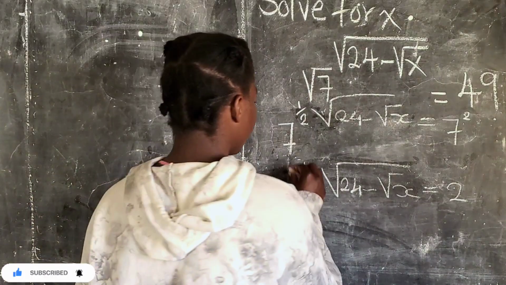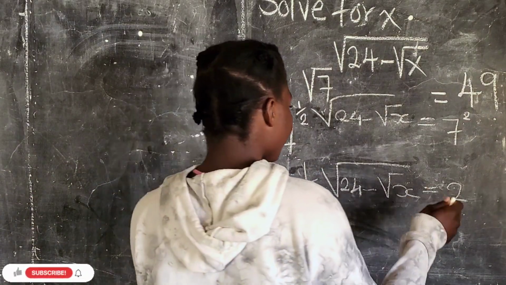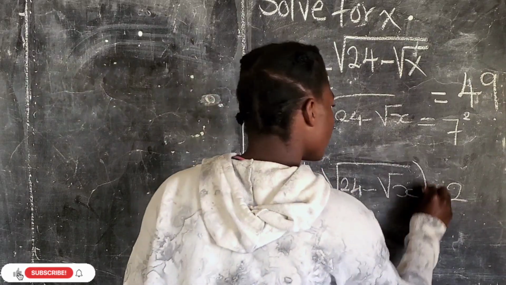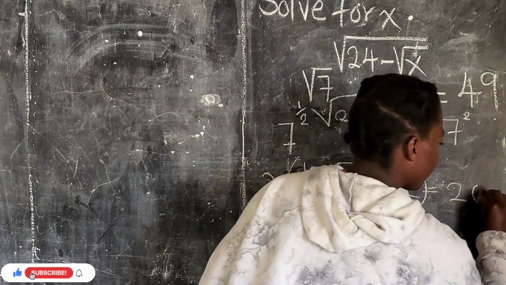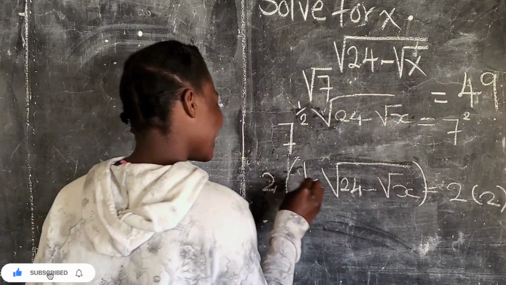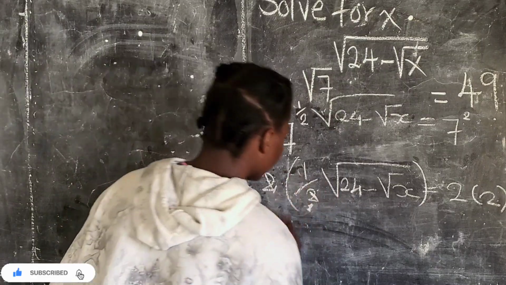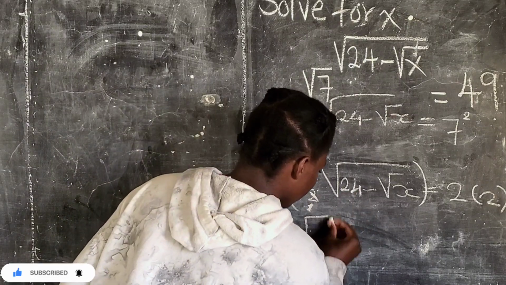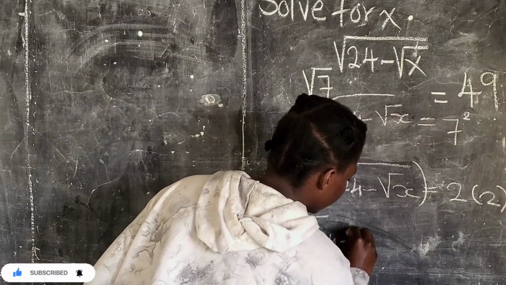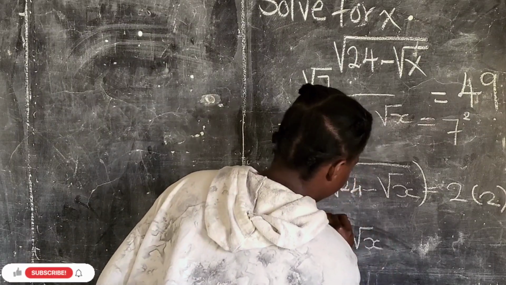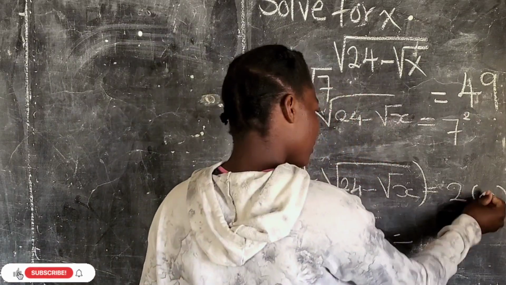Okay. So to get rid of the fraction, we're going to multiply everything by 2. So these 2 and these 2 cancel. And then we're going to remain with 24 minus the square root of x is equal to 2 times 2, which is 4.